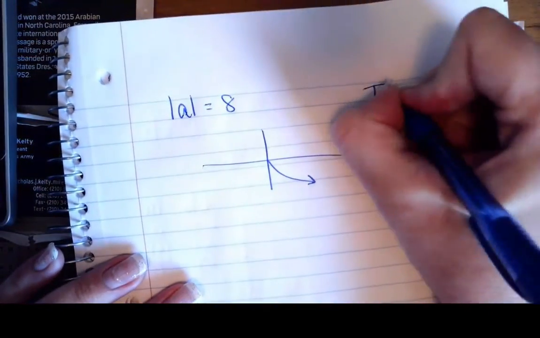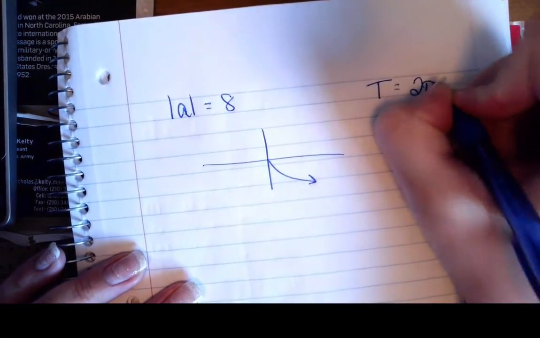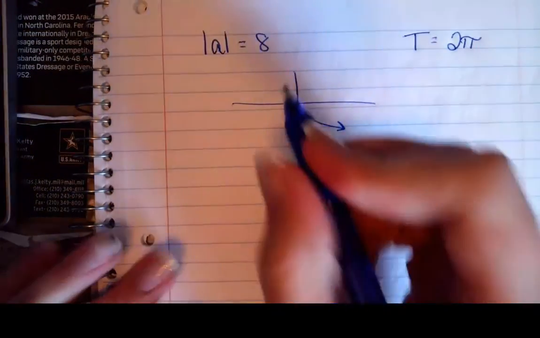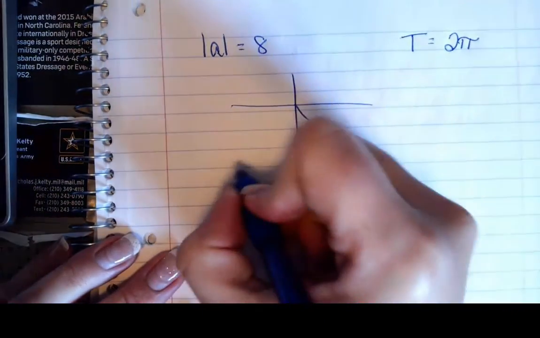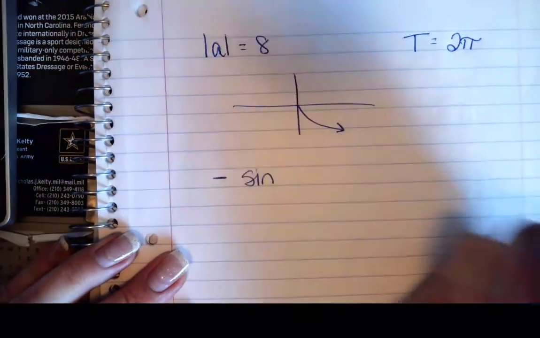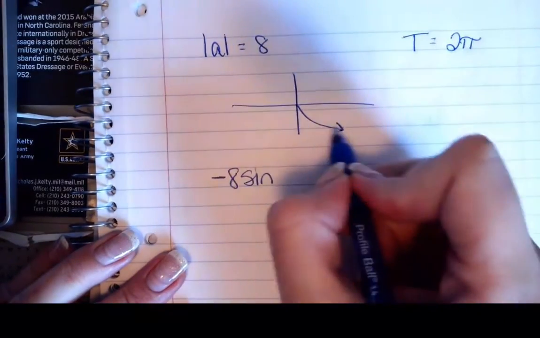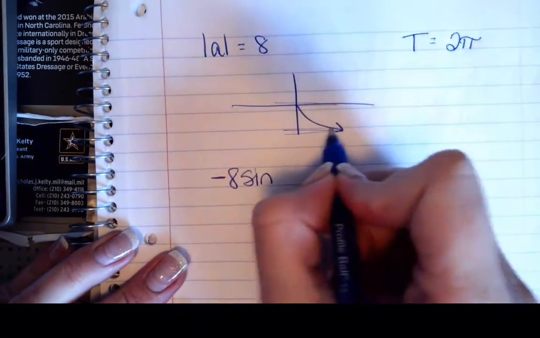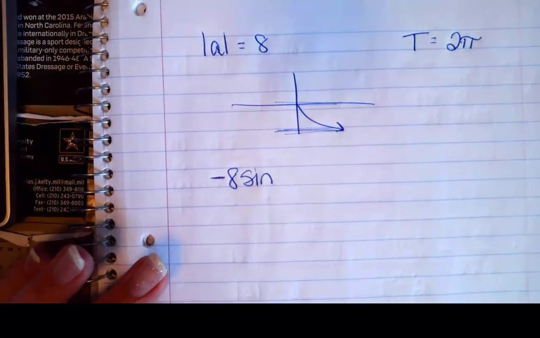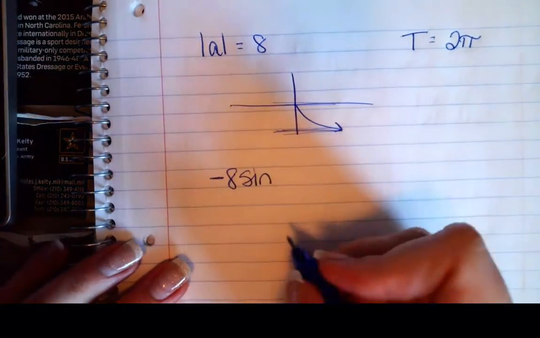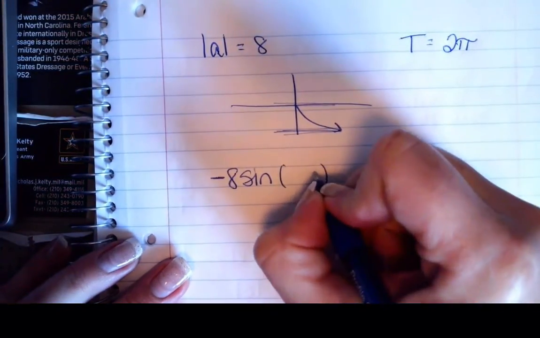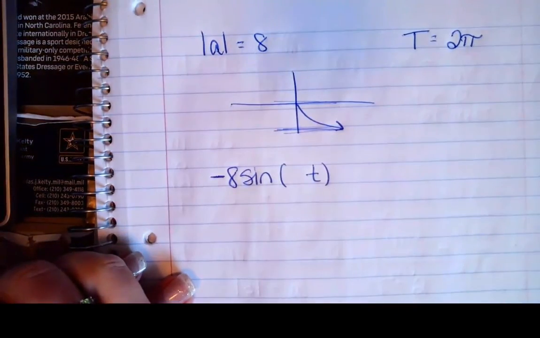The period is 2 pi. So what do I know? I'm starting from rest, so I know that this is the sine function. I'm moving in a downward motion, so I know it's negative. I know my amplitude is 8, so it's going to be displaced by 8 centimeters, okay? And now I just need to find the coefficient on t.